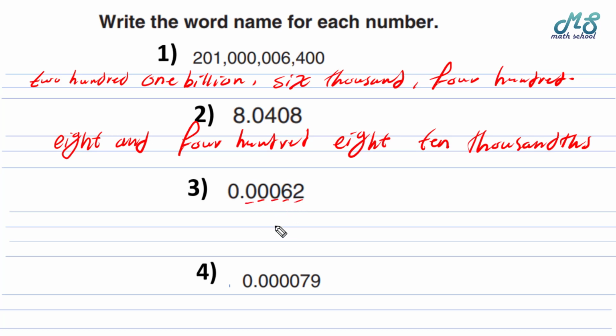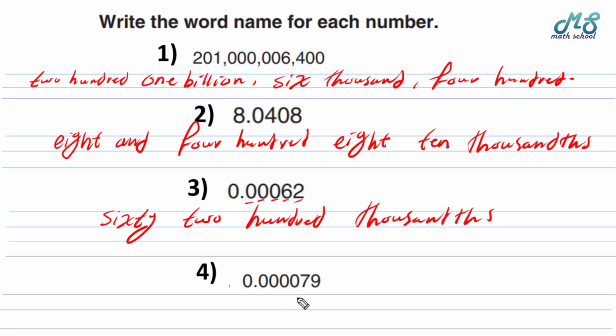Next, how many decimal places do we have? 1, 2, 3, 4, 5. So we have hundred-thousandths. Now, how many hundred-thousandths? 62. Just write sixty-two hundred-thousandths. Yes, it's easy. Next, ask yourself, how many decimal places? 1, 2, 3, 4, 5, 6. So we have millionths with THS. We can say 79 millionths.